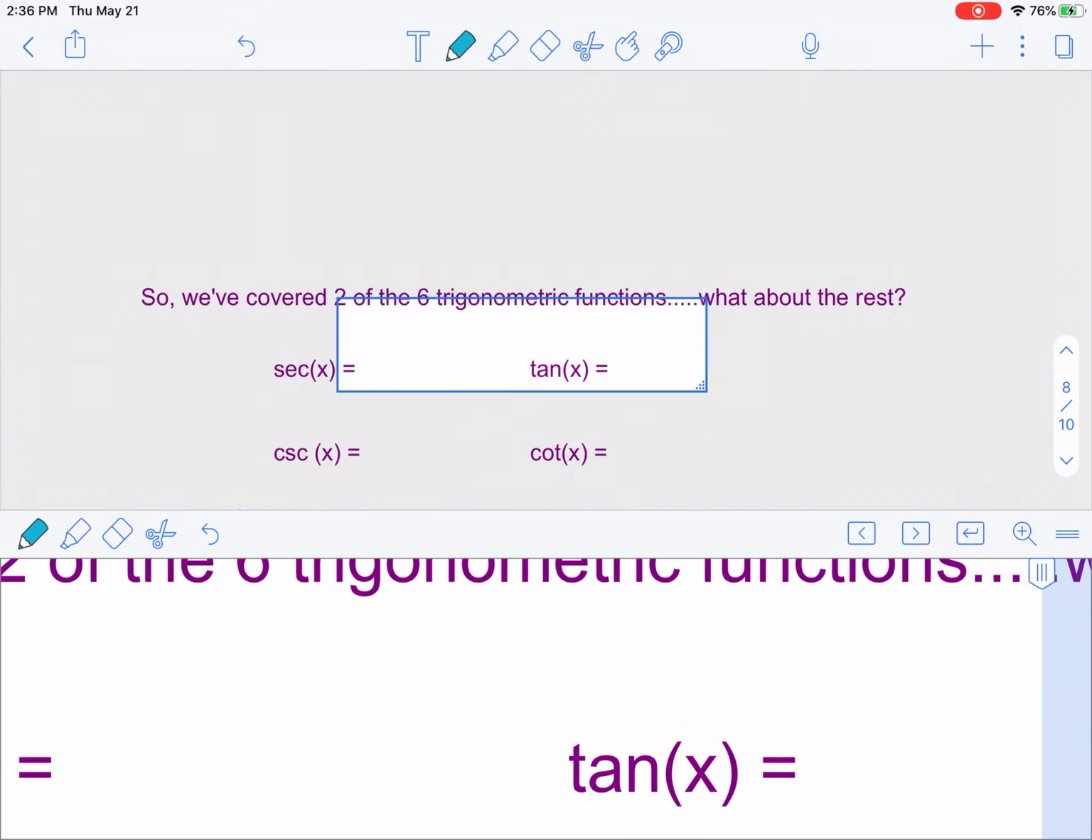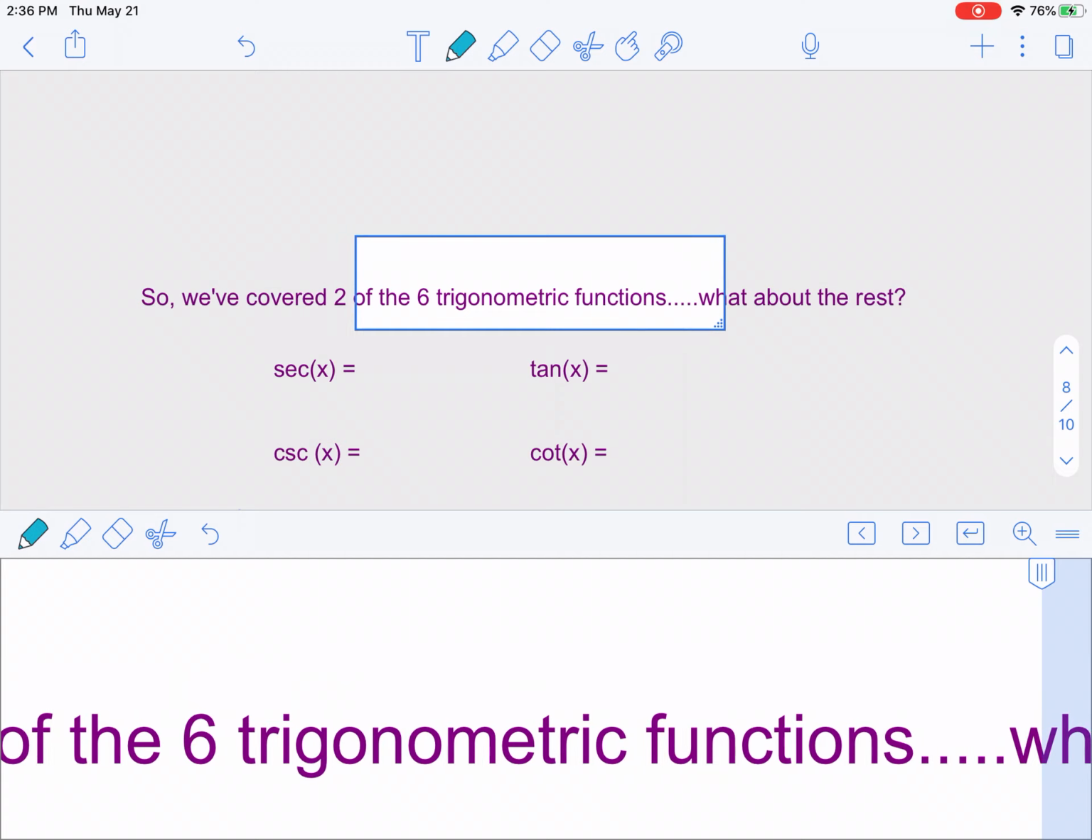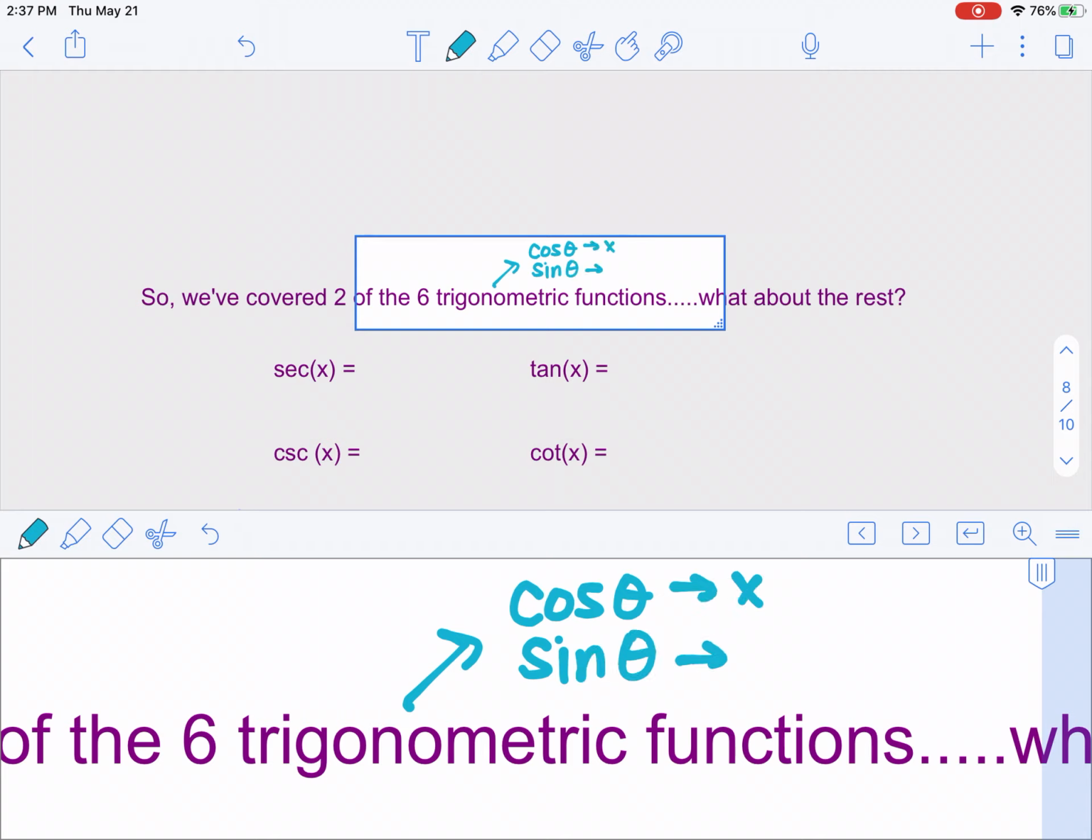All right, so we've covered 2 of the 6 trig functions, right? Which of the 2 do we know for sure? We know how to deal with cosine theta, and we know how to deal with sine theta. That's your x value in your ordered pair, and this is your y value. Well, what about the rest of them?